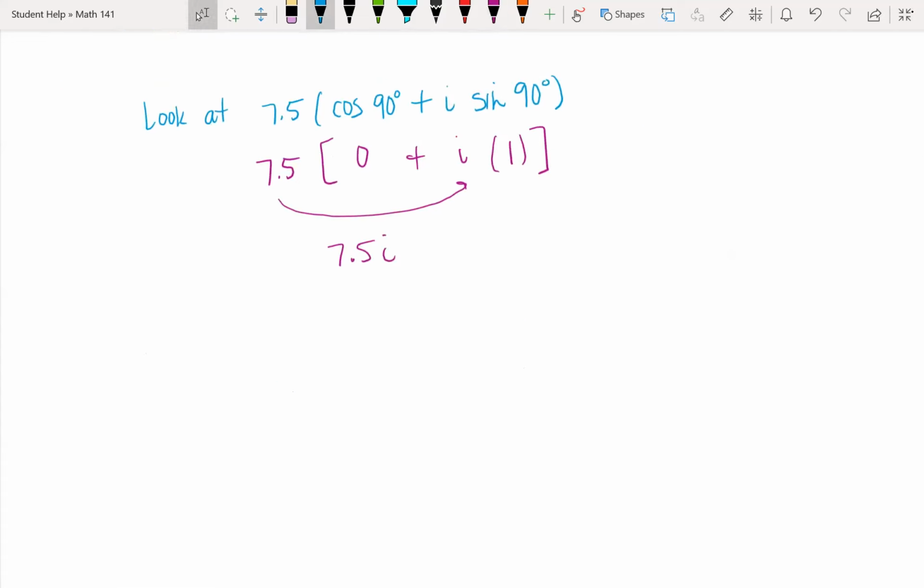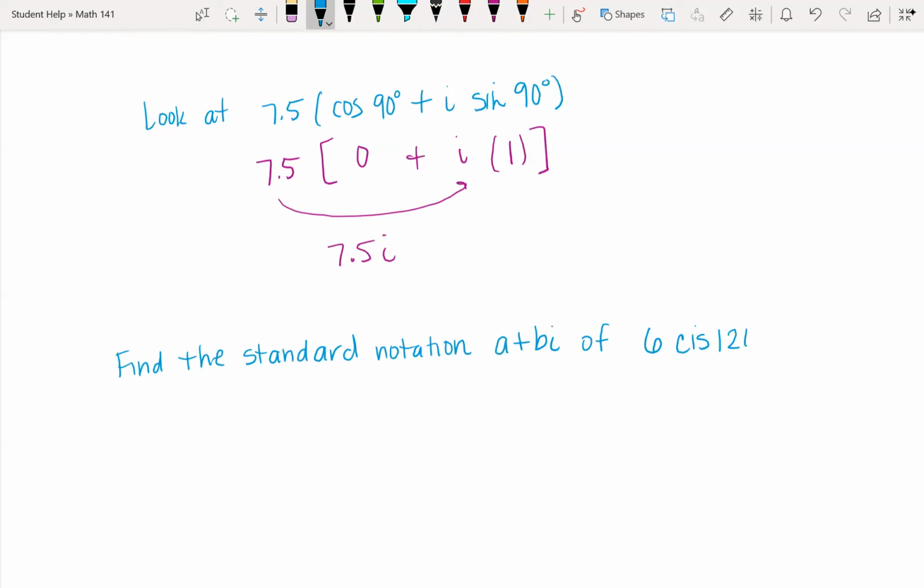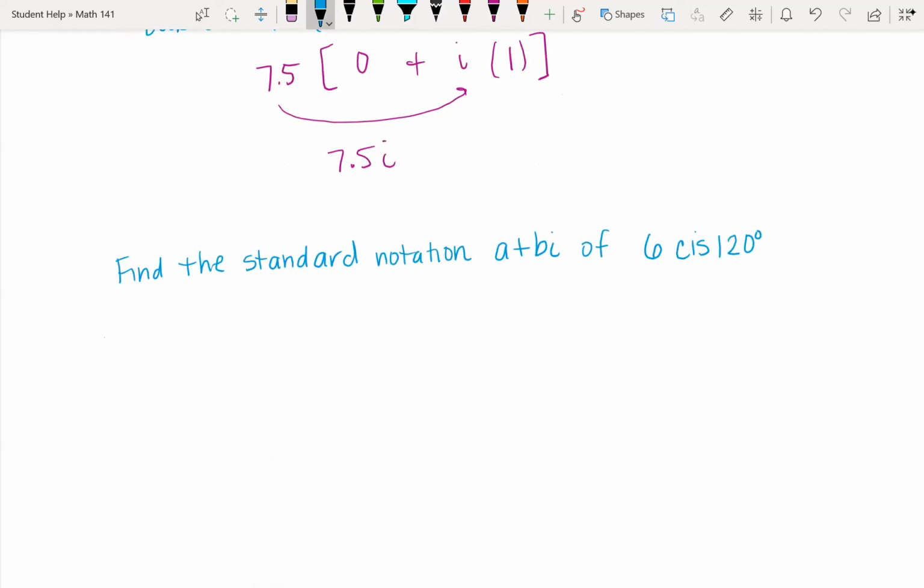Let's find the standard notation or imaginary notation, a plus bi, of 6, and I'm going to put the shorthand, cis 120 degrees. When I write the shorthand version, that means 6 times cosine of 120 degrees plus I sine 120 degrees. When you're in calculus, they'll shorthand it all the time.